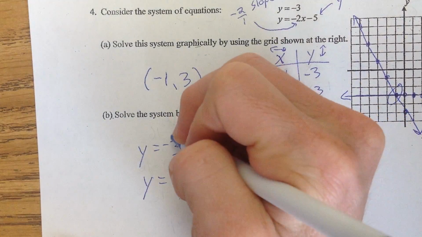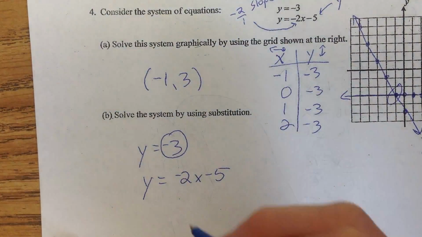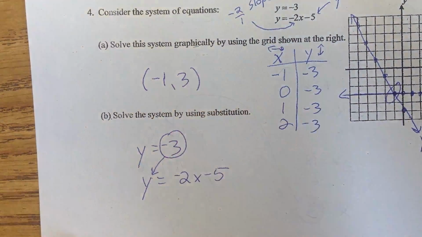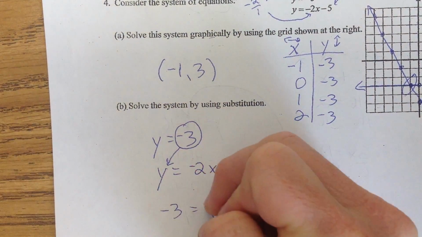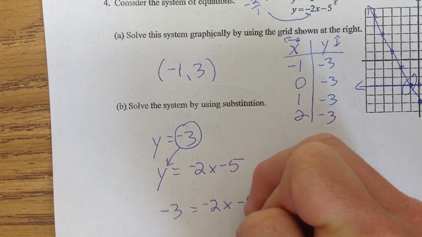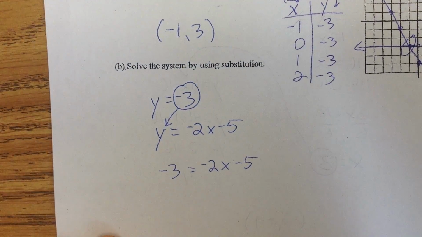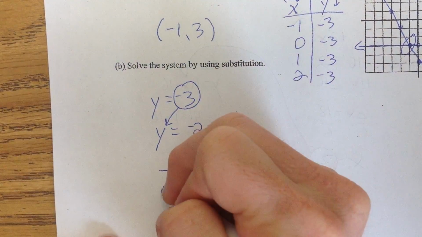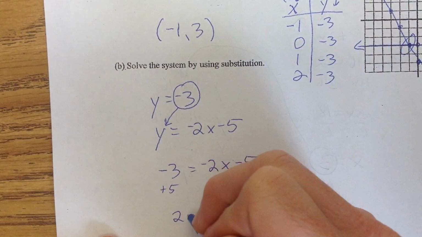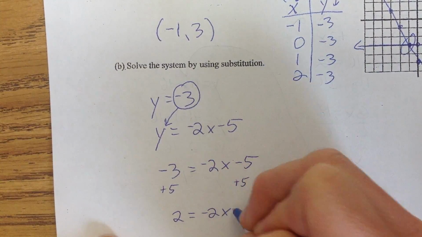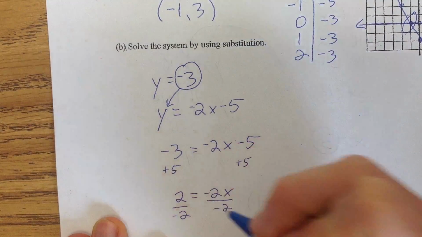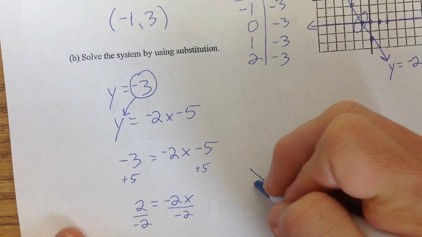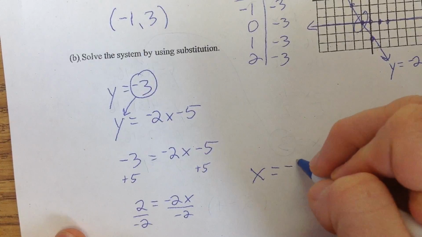Okay, so I know what y equals. It equals negative 3. So we're going to take it and we're going to plug it in there. So I get negative 3 equals negative 2x minus 5. I'll add 5 to both sides and get 2 equals negative 2x. I'll divide both sides by negative 2 and I will get that x equals negative 1.